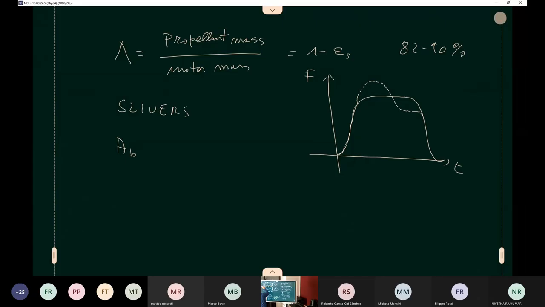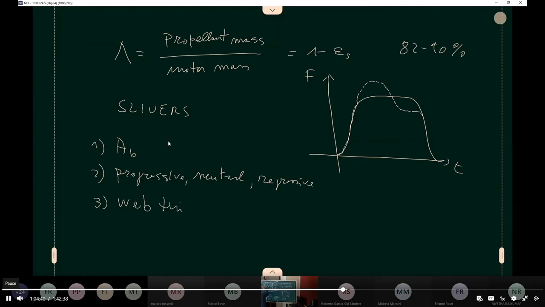Another one will be the fact that the grain is progressive, neutral, or regressive. And we mentioned that this is related to the increase, or the fact that it's constant, or the decrease of the surface, that means a corresponding evolution of chamber pressure and thrust. Then another parameter which defines our propellant grain is the so-called web thickness.